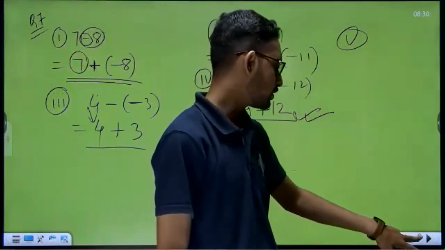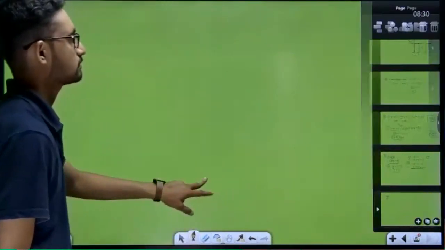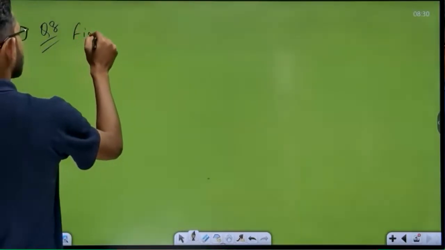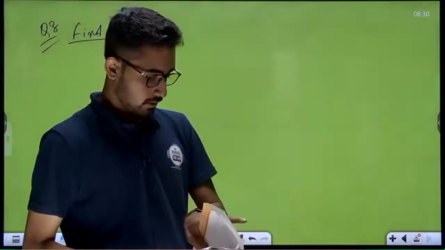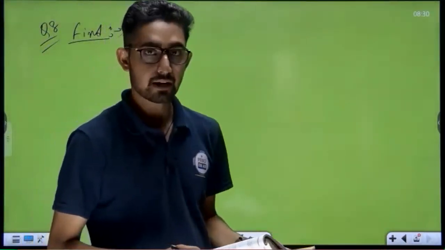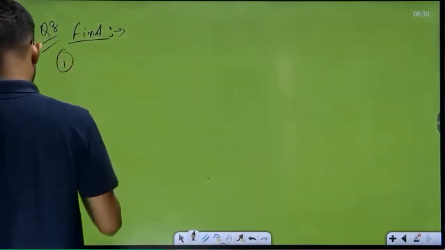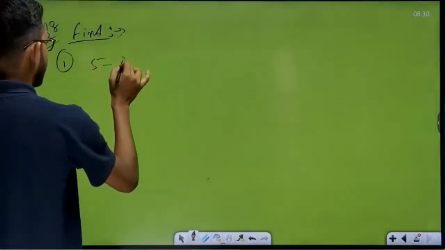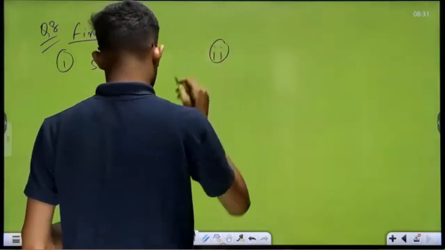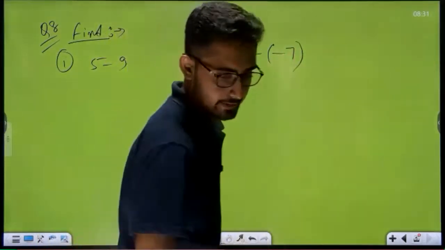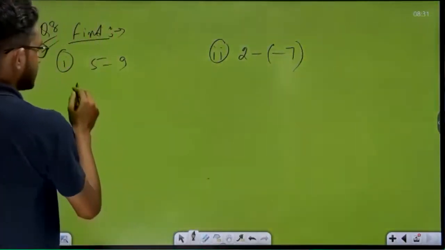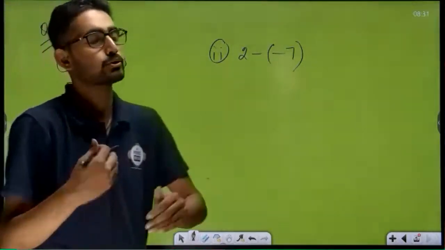Okay, now come to question number 8. Now in this question number 8 that is given, find the answers. We can say the first part I'm taking here, 5 minus 9. What is the answer? 5 minus 9. Second one, 2 minus minus 7. Okay. So students, actually 5 minus 9, how will we solve the question? Very simple question.